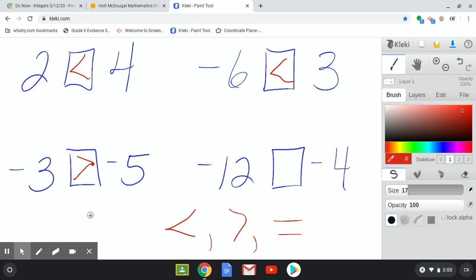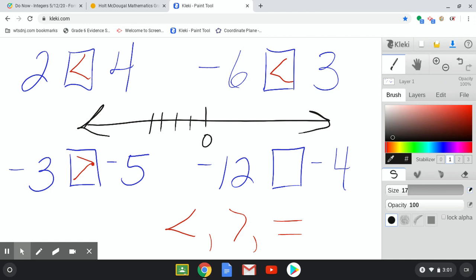Okay, and if you think about it, think about the number line above my board in class. These are all negative to the left, and you guys know that the further left we go, the smaller the number. So that means the larger the negative, the smaller the number. So if we're comparing negative 12 and negative 4, the larger negative is the negative 12. So my little tiny point is going to point to that negative 12. So negative 12 is less than negative 4.